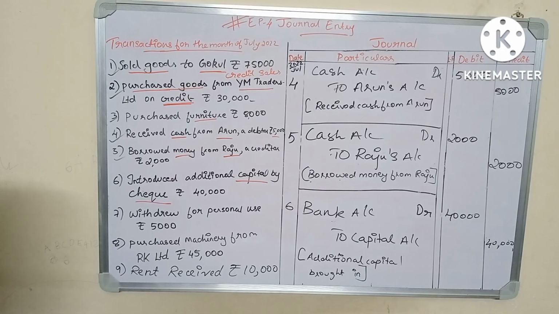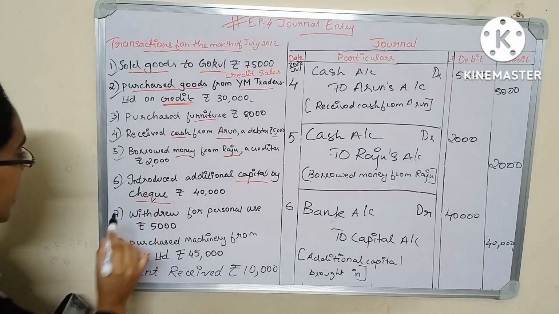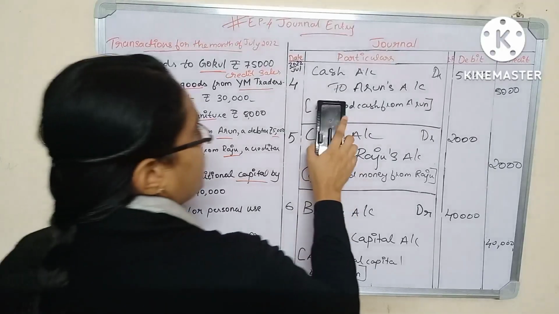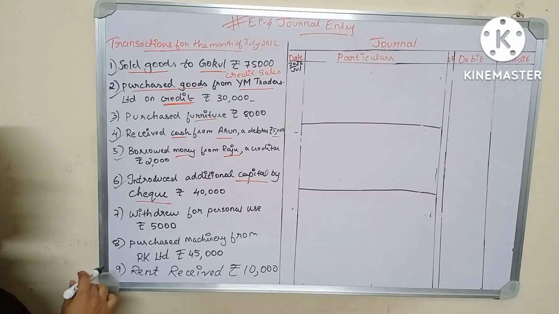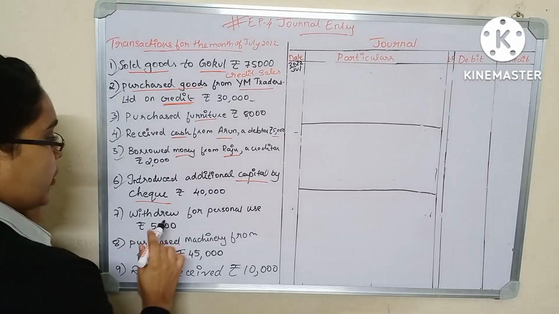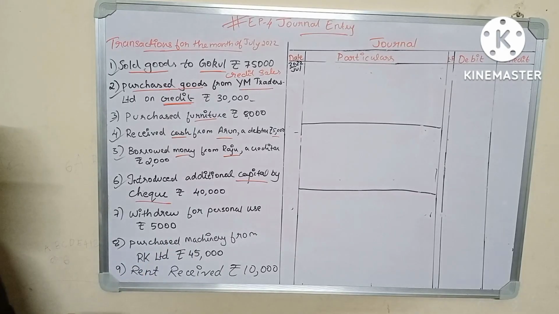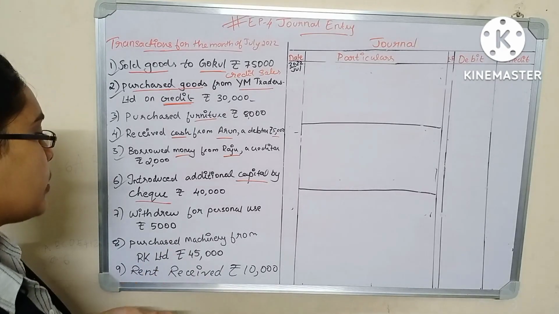Okay, now that you are done with the sixth one, let us look at the seventh transaction. For that I am rubbing this. Okay, the next one is the seventh one: withdrew for personal use. You are withdrawing cash from business for personal use. So what will be the journal entry?